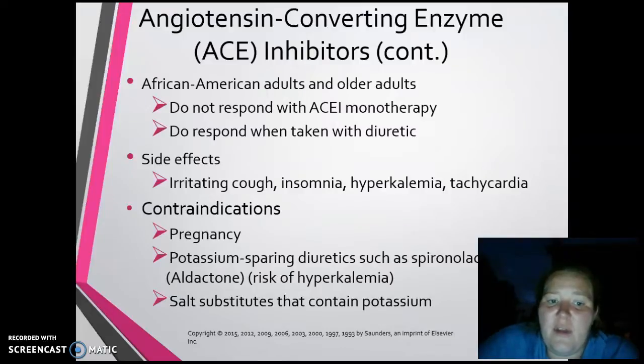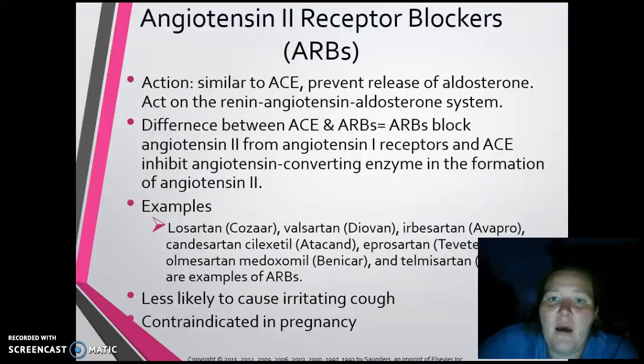There you got some more stuff in there that you want to do. Look down there under contraindications. Potassium-sparing diuretics such as spironolactone, also known as Aldactone. There's a risk for hyperkalemia, so we want to make sure that we don't let them do that. And salt substitutes that contain potassium. So again, we have angiotensin 2 receptor blockers, similar to ACE inhibitors, which prevent release of aldosterone.